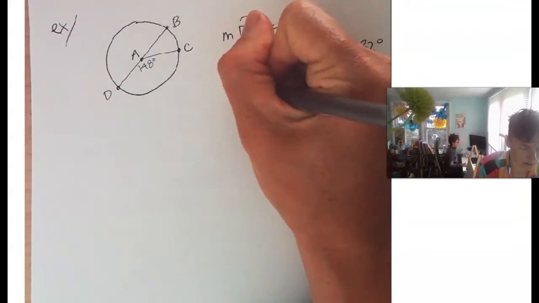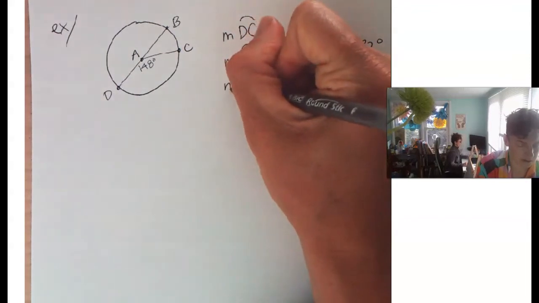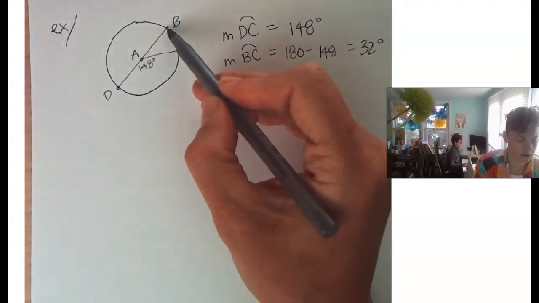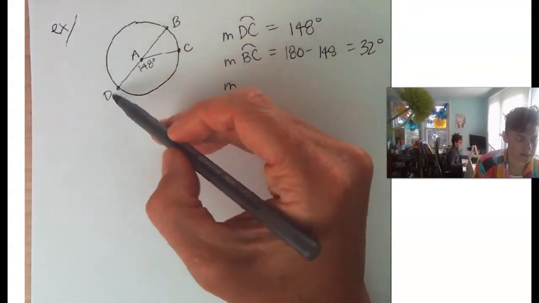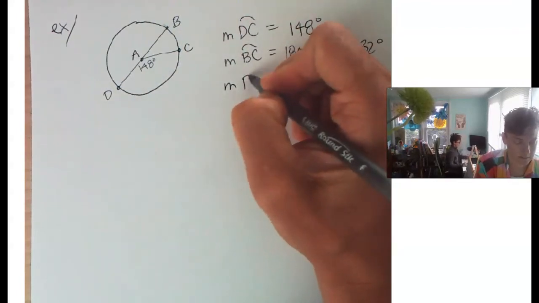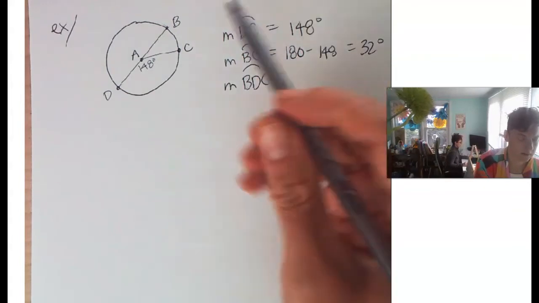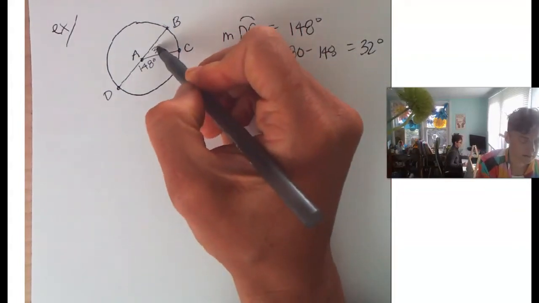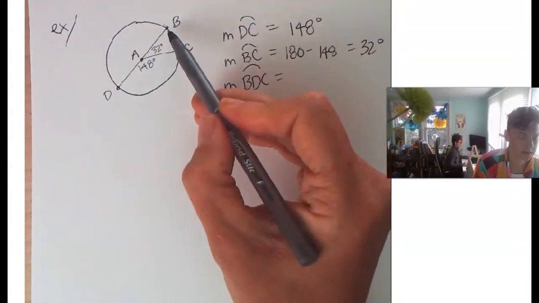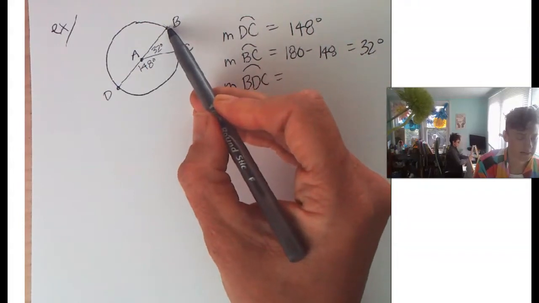Now, how about what would be the measure of this large arc BDC? Well, we know that one's 32 now. So we can say 360 minus that 32.